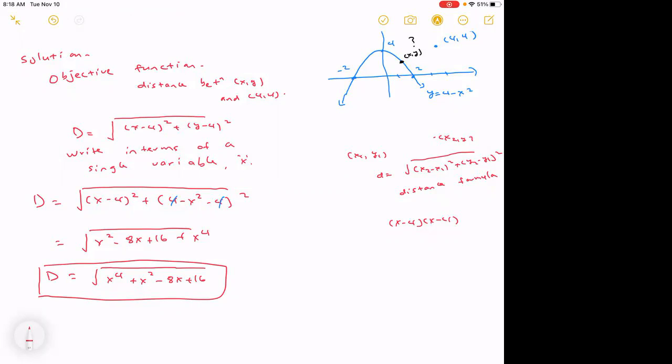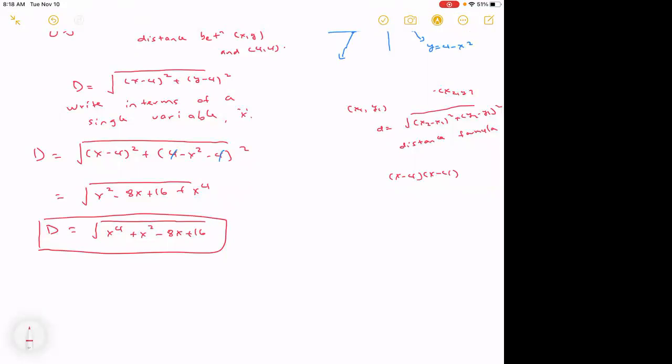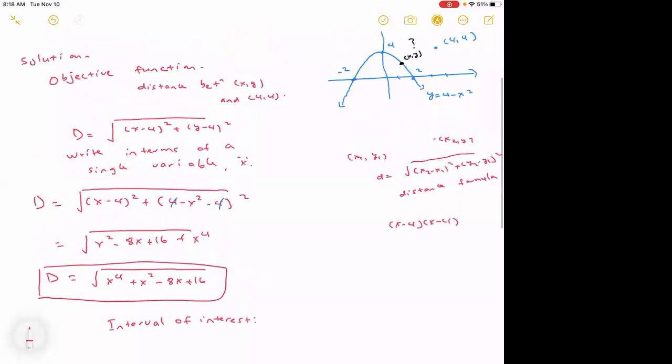Question? Anyone okay with that? What is our interval of interest here? In other words, what are the possible values of x and y we can assume here? Is there any restriction on us? Maybe 0. Maybe 0 to infinity.